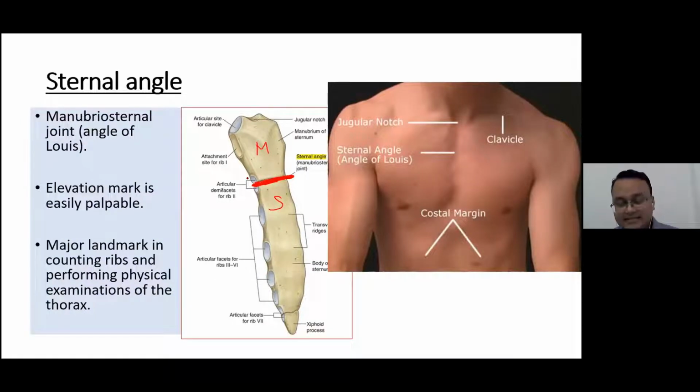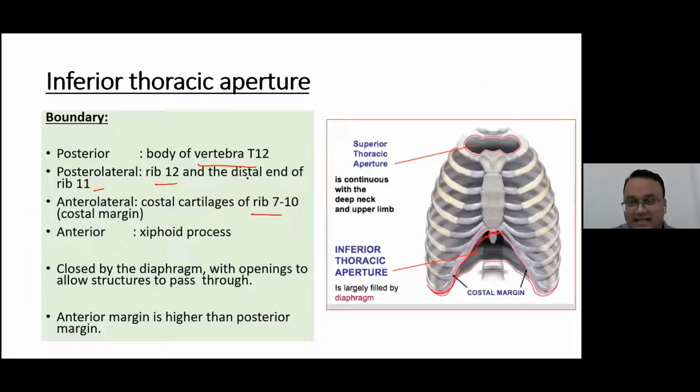The sternal angle corresponds to the level of which rib? It corresponds to the level of the second rib, isn't it? As you can see over here, the first rib is at the manubrium, but the second costal cartilage is in contact at the level of the sternal angle. So from there, we are able to palpate and find the second rib, and the space in between, and then the third, the fourth, and so on and so forth.